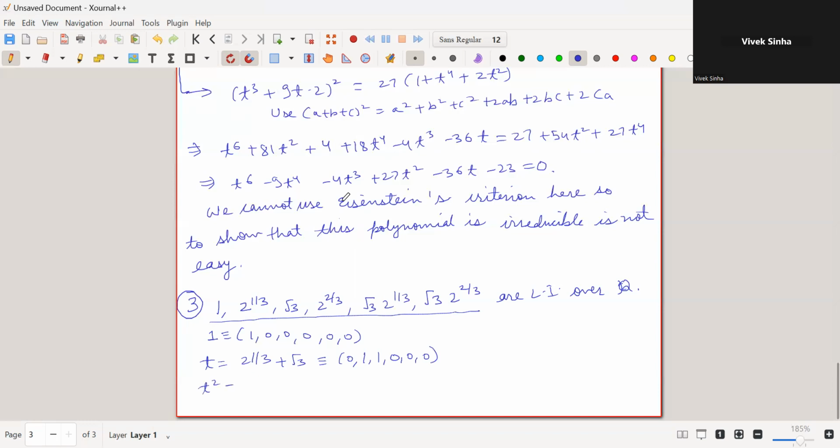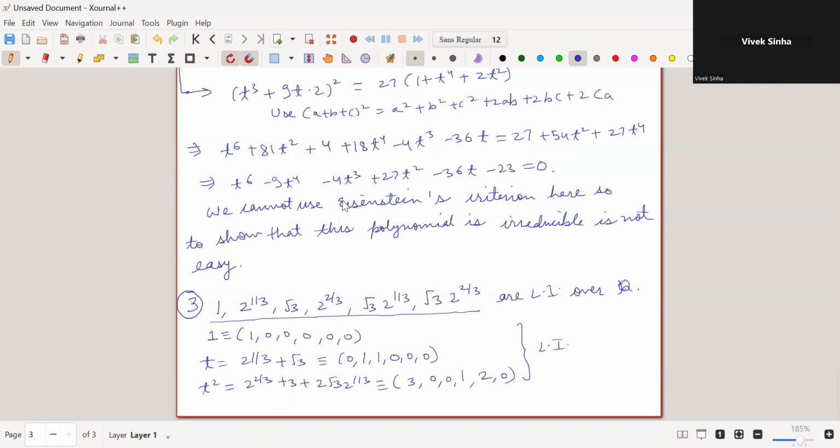And then you have t squared, that is 2^(2/3) + 3 + 2 times root 3 · 2^(1/3). So that corresponds to 3 0 0 1, and then you have 2 and then 0. So these two are linearly independent. This is also linearly independent. So till here we are getting linearly independent.